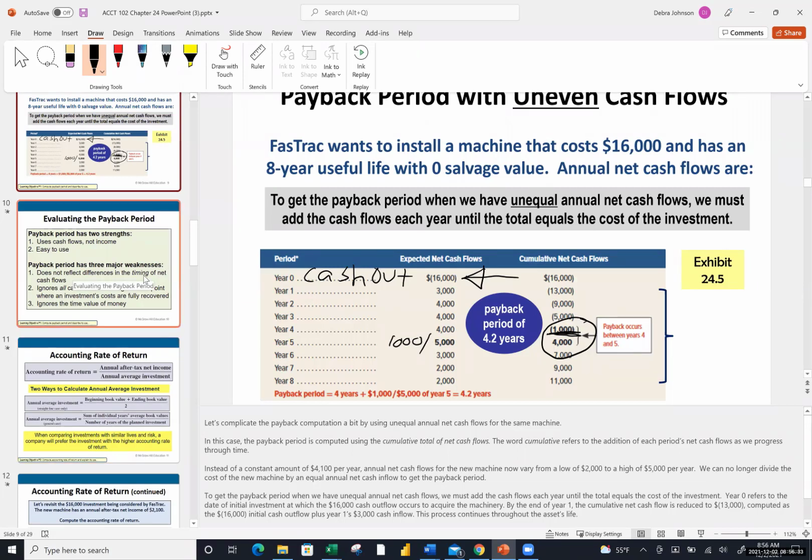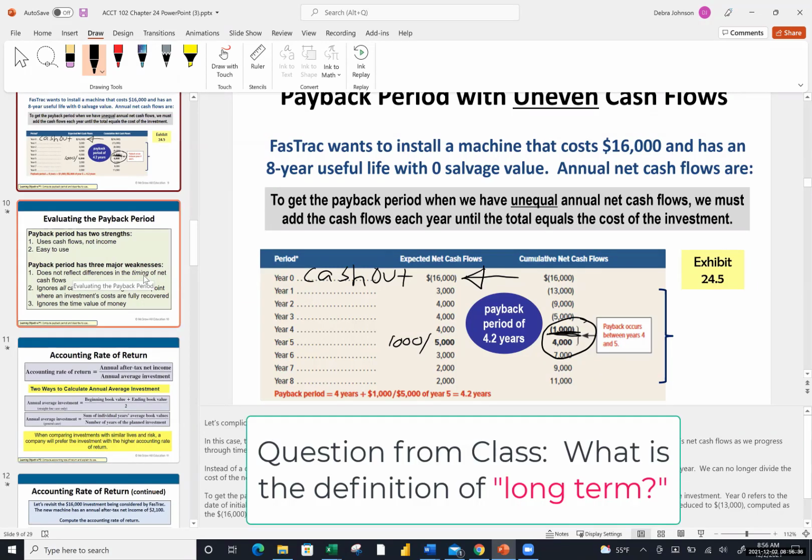Okay. I'm sorry, go ahead. Is there a definition of long-term, or does it depend on the situation? What is long-term in this situation? Long-term can vary by company. Most companies, I would say, look at anything past 3 to 4 years as long-term.